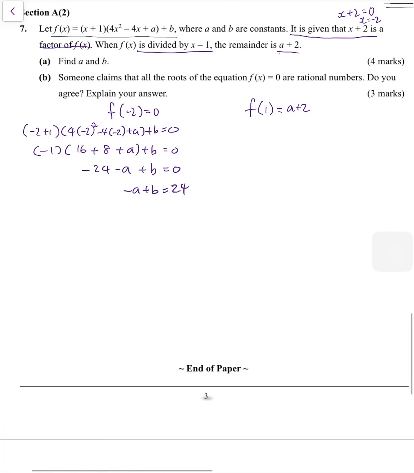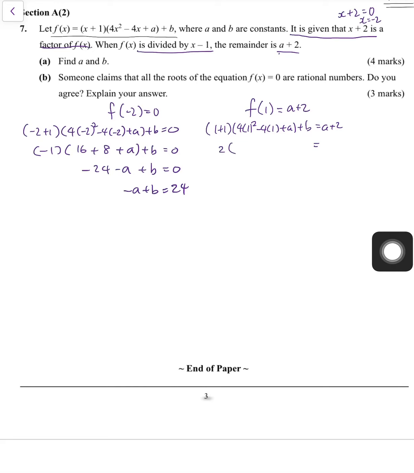And then the second one, just going to do the same way. 1 plus 1, 4 times 1 squared minus 4 times 1 plus a plus b equal to a plus 2. Then 2, and then 4 minus 4 plus a plus b is a plus 2. 4 minus 4 is 0, so we've got 2a plus b, a plus 2. And finally, you can move the a back over here. We've got a plus b equal to 2.